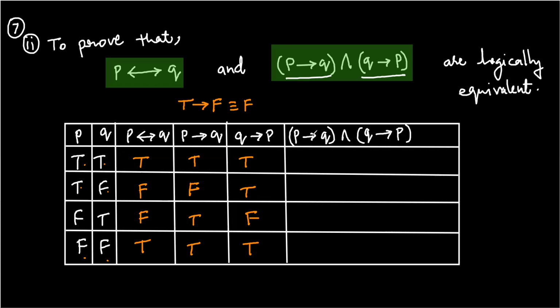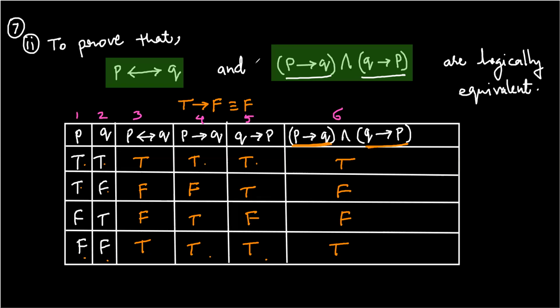Finally, let me write the column number. So here I have 1, 2, 3, 4, 5, and 6. The sixth one is conjunction of P implies Q and Q implies P. That is the conjunction of fourth column and fifth column. Now you know the law of conjunction. If both are true, then true, otherwise false. So see here, both are true. So here true, false, false, and true. Because again both are true here.